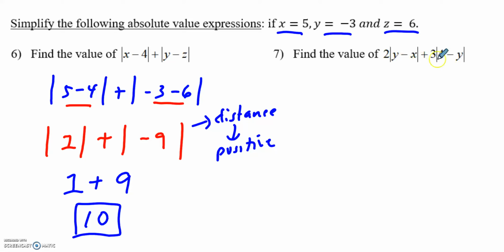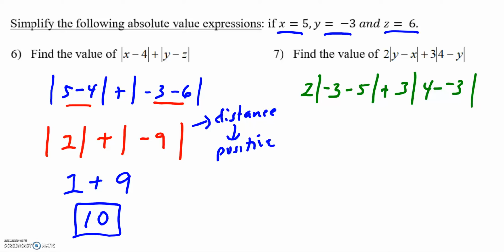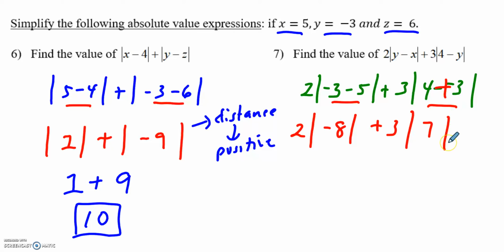In this next example, again, let me plug in what I know. 2 times the absolute value of negative 3 minus 5 plus 3 times the absolute value of 4 minus negative 3. Inside this absolute value bar, the double negative does become a positive, and let me simplify within the bars next. So I'd have 2 times the absolute value of negative 8 plus 3 times the absolute value of 4 plus 3, or 7. Order of operations tells me, let's worry about the grouping symbol first still.